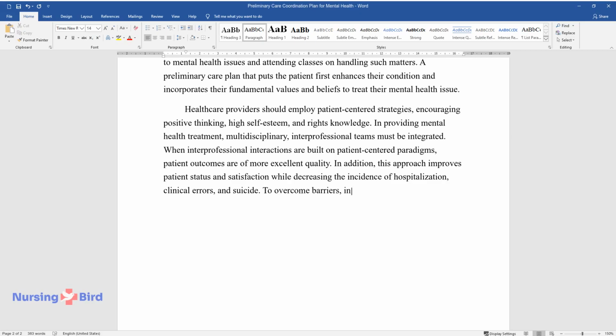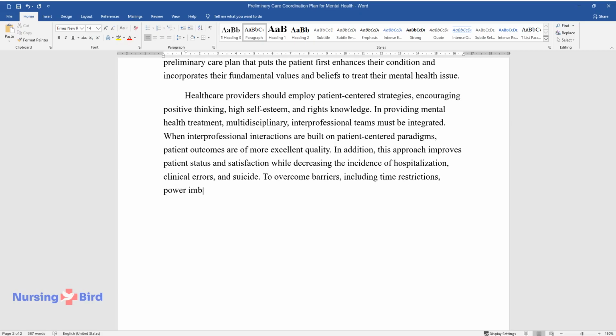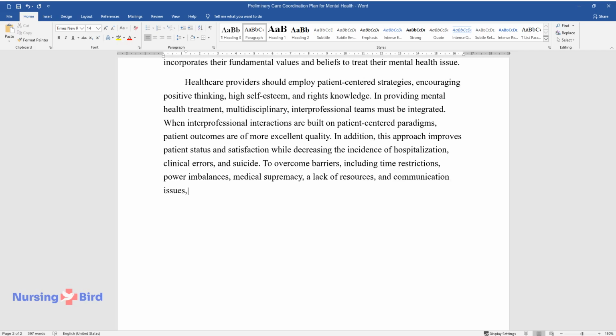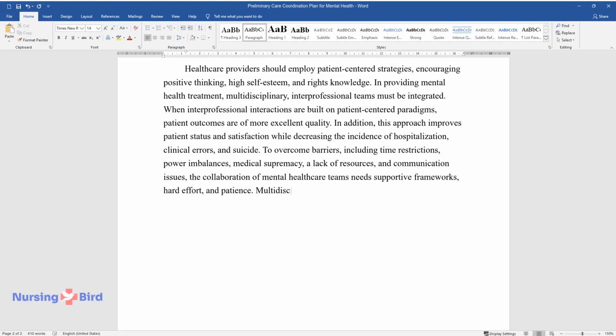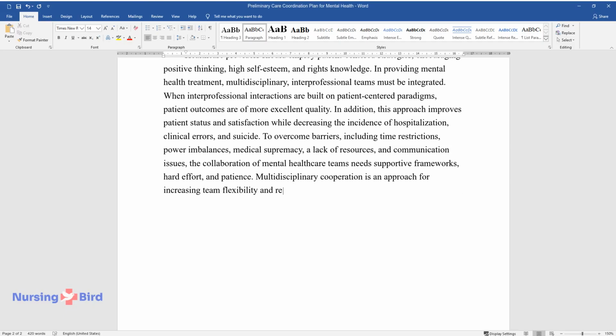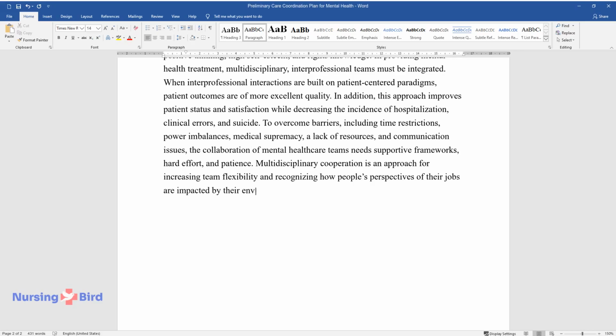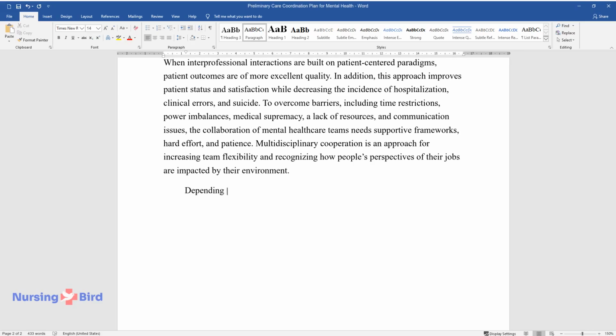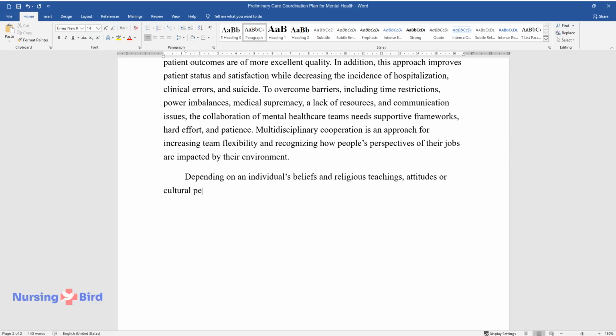To overcome barriers, including time restrictions, power imbalances, medical supremacy, a lack of resources, and communication issues, the collaboration of mental health care teams needs supportive frameworks, hard effort, and patience. Multidisciplinary cooperation is an approach for increasing team flexibility and recognizing how people's perspectives of their jobs are impacted by their environment.